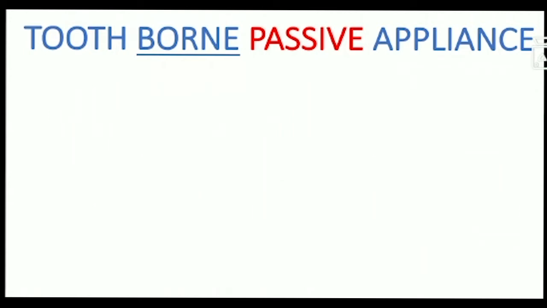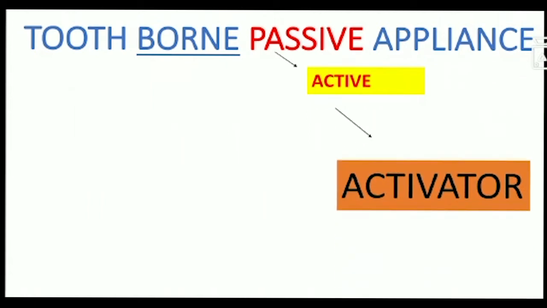We all know that these appliances have no movement, they will just stabilize, they will cause no movement or activity. Right now you are preparing for competitive exams, and in order to be successful in any kind of examination, you need to be active. So let's correlate that the opposite of passive is active. From active we have the activator appliance. In this way you can remember that activator is not an example of tooth-borne active appliance, but it is an example of tooth-borne passive appliance.